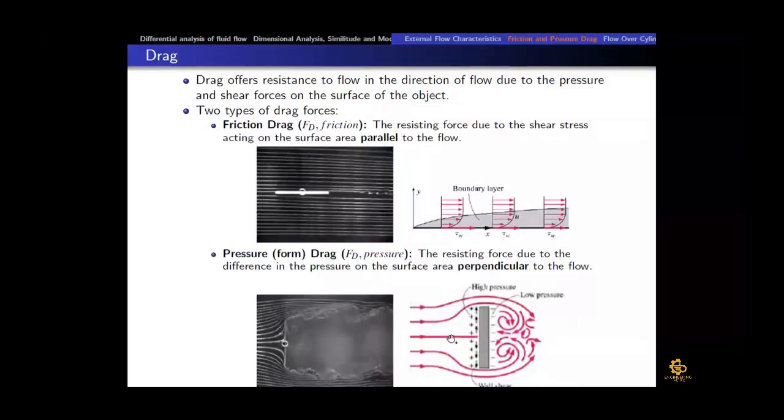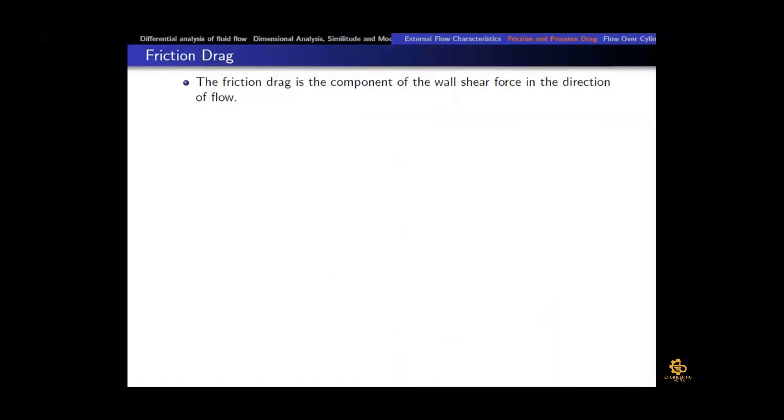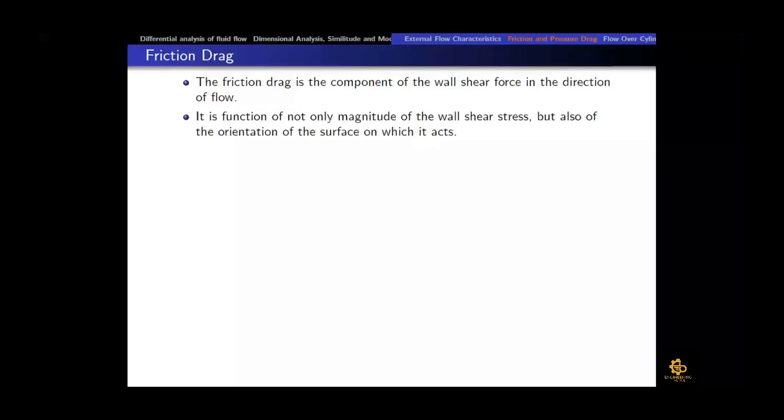So that would be the drag force, right? Pressure drag is more dominant in blunt or semi-blunt bodies, and friction drag is more important when we have streamlined bodies, when there is no flow separation, right? The friction drag is the component of the wall shear force acting in the flow direction, and it is a function of not only the magnitude of the wall shear stress but also the orientation, whether it is parallel or at an angle to the flow, right?